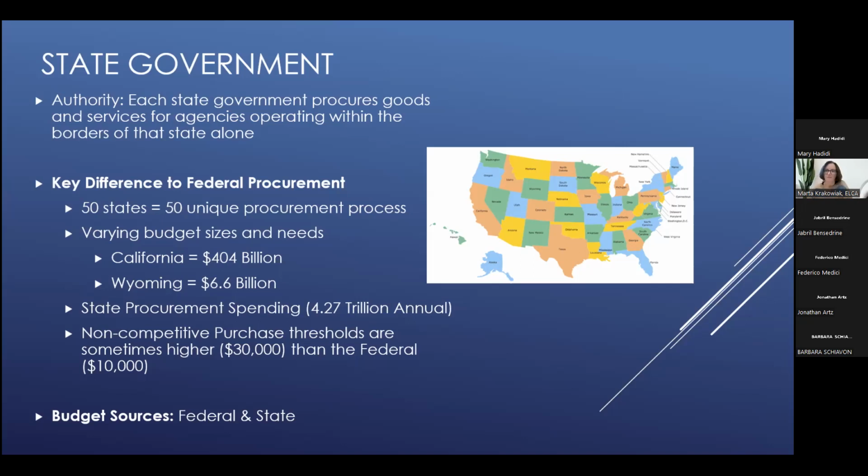Yes and no. Some of your bigger states like California will have one of those agencies. And again it comes down to how big is their budget? Can they afford a department like that?